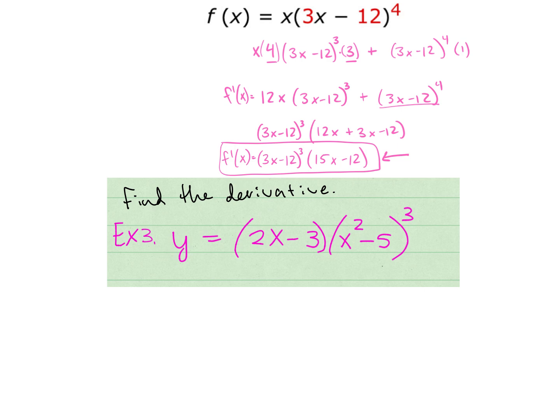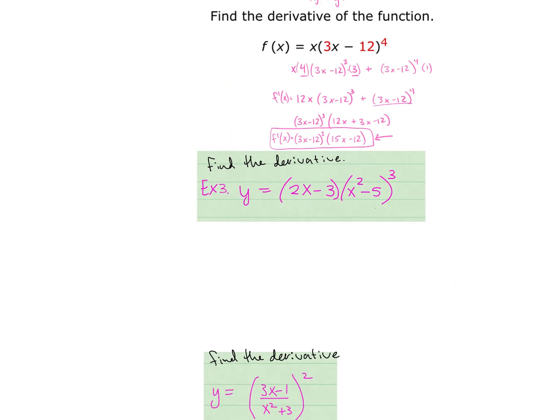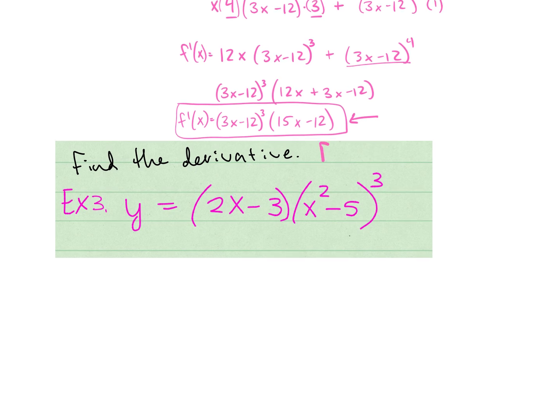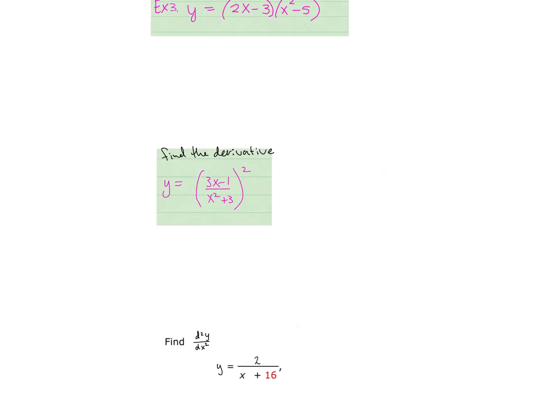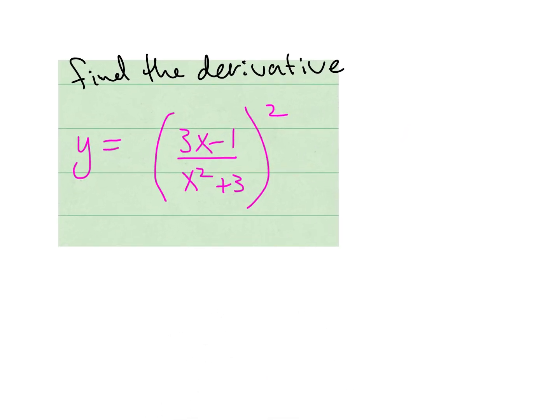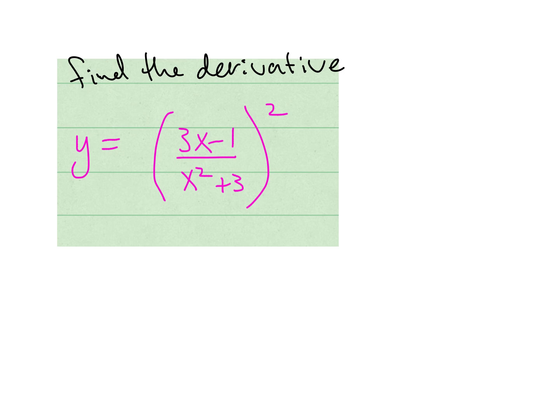All right, for the next one, same thing, doing the chain rule, or product rule and the chain rule. I'll come back if you guys want to see that one done, but let's look at the next one. What would we do first here? We're going to do the chain rule first, because the whole thing is in parentheses squared.